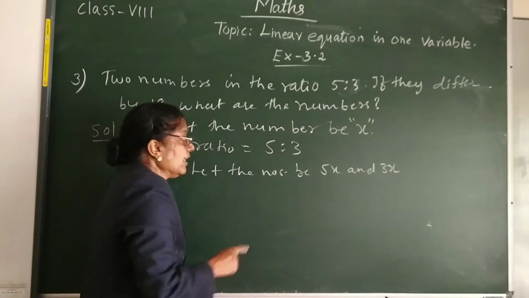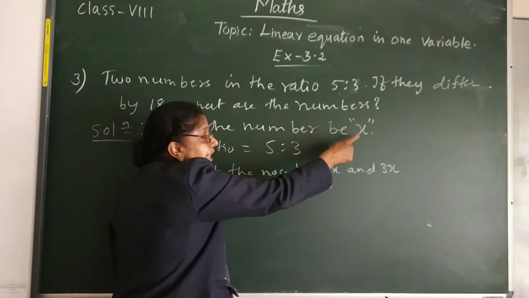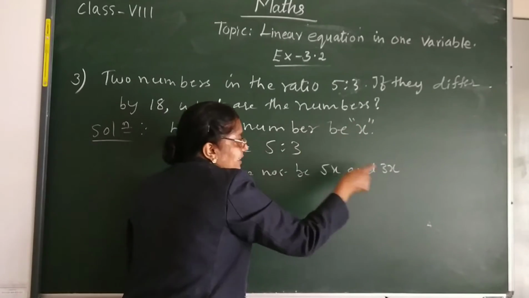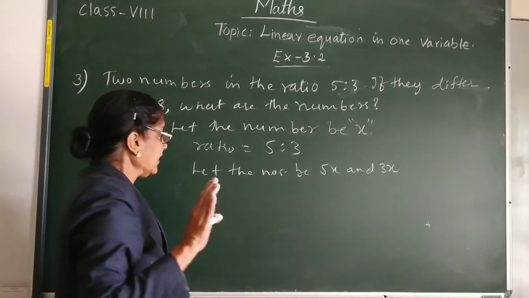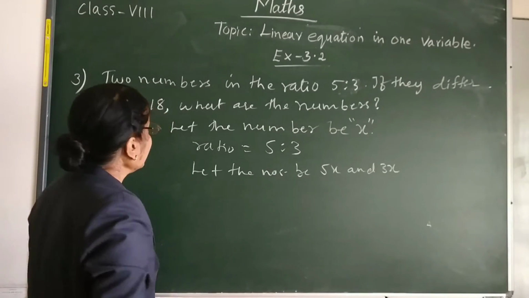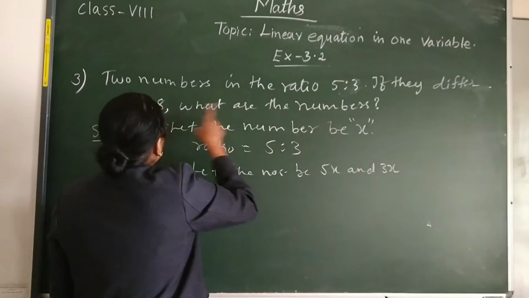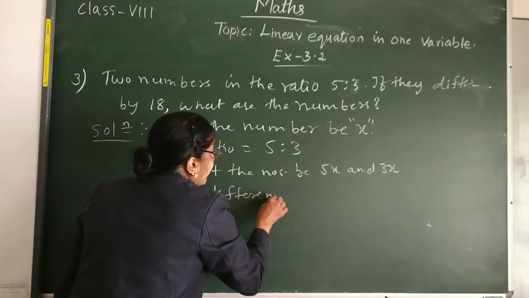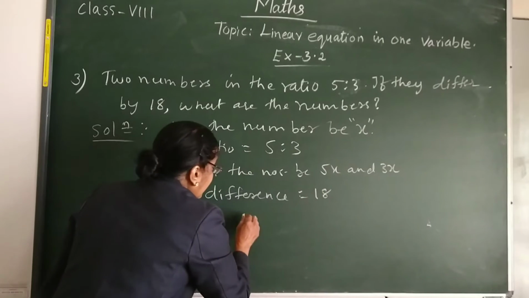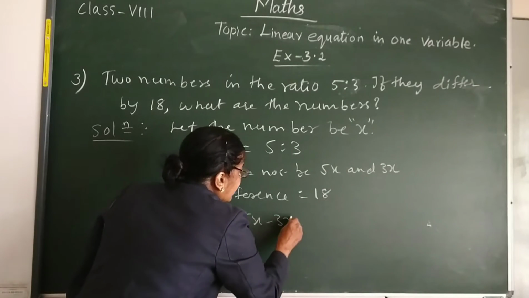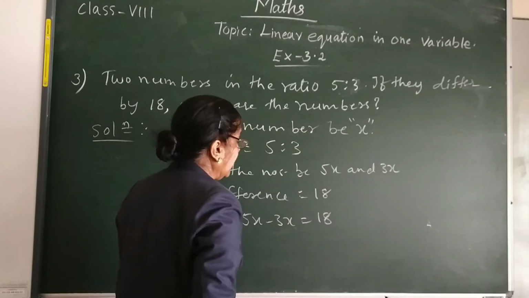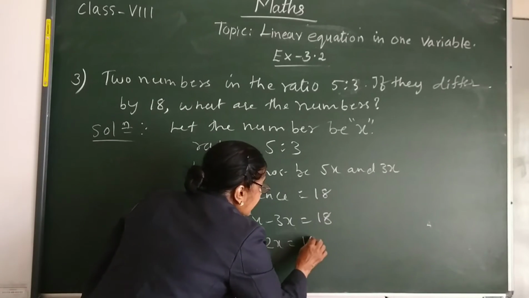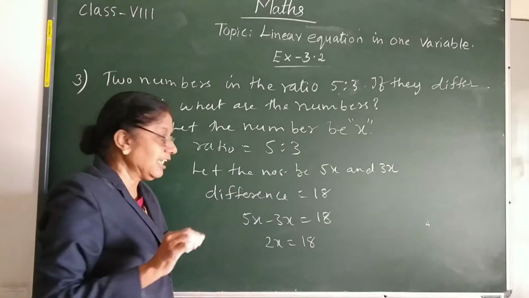Okay, we have got that the ratio should be multiplied with the number which you have supposed. So 5 into x is 5x, 3 into x is 3x. Let the numbers be 5x and 3x. What does it say? If they differ, what does that mean? Difference is equal to 18. That is 5x minus 3x is equal to 18. So that is the difference. What is 5x minus 3x? 2x is equal to 18. This is the equation we got.